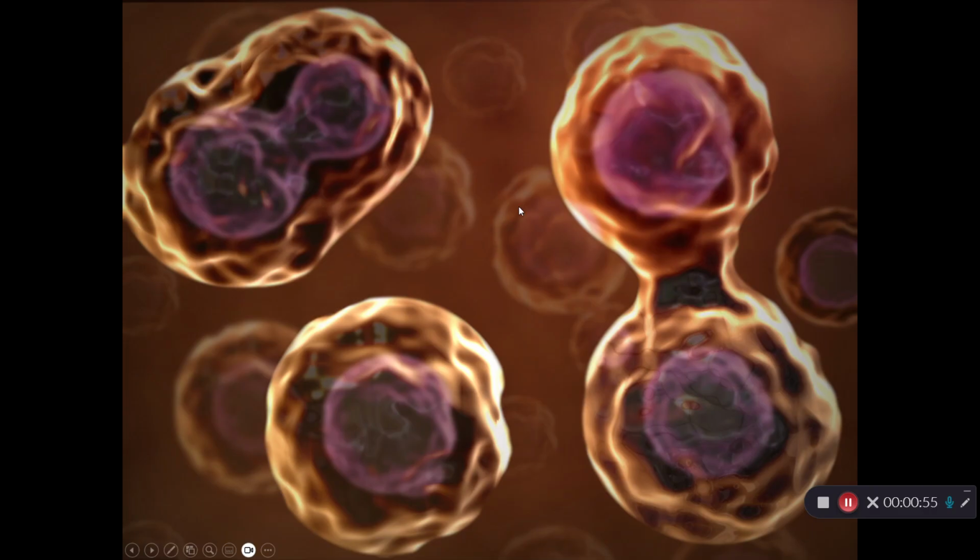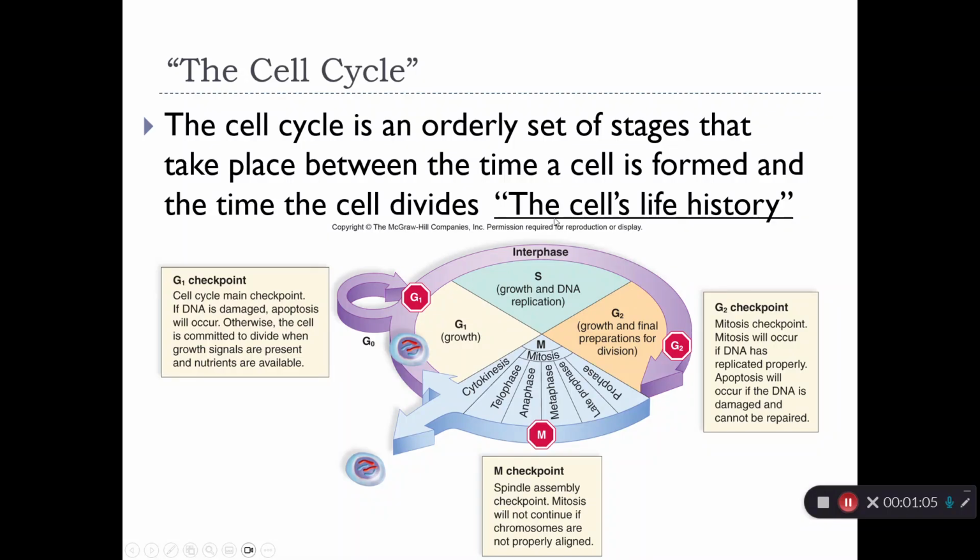This is just a cool picture I put in there, where one cell will start to divide and then divide more and completely become two different cells. The cell cycle is an ordered set of stages that take place between the time a cell is formed and the time the cell divides. It's the cell's life history.